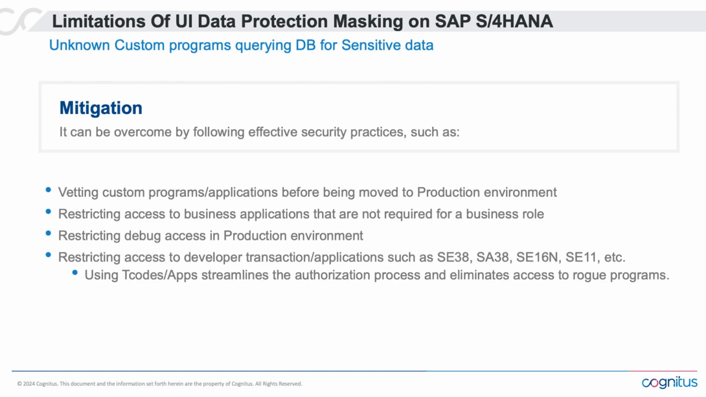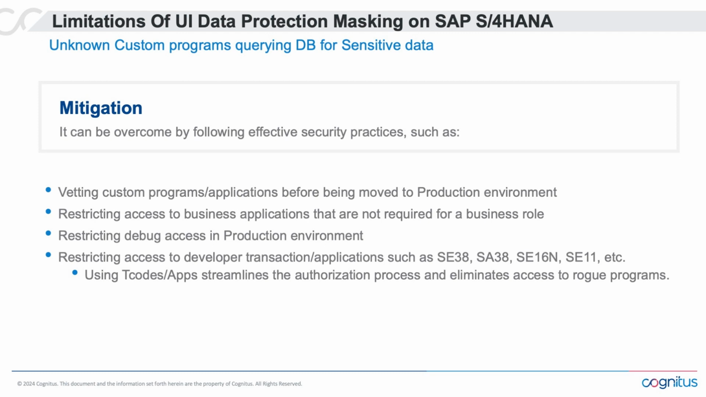And the final one is unknown custom programs. This is a case where the protection from UI masking may be bypassed by a developer by creating a rogue program in the system and sneaking it into the production environment.